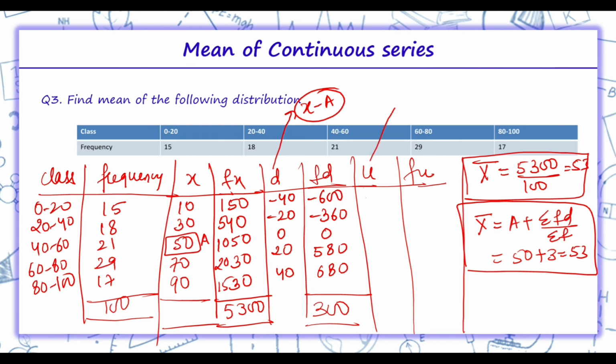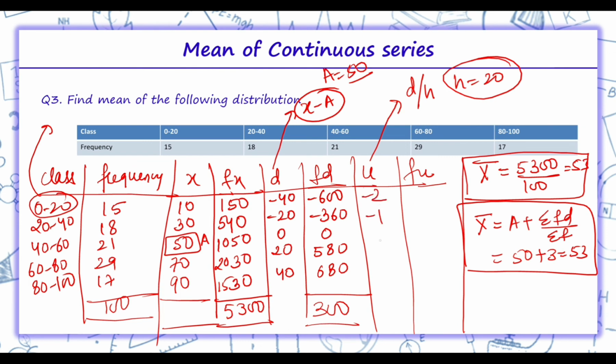Now we have to find u. So u will be calculated as d by h. Whatever d we got, we will divide by h. H is the class size, which is upper limit minus lower limit. So h in short is just 20 and A was 50. Coming on to u, minus 40 by 20 is minus 2, then minus 1, 0, 1, 2.